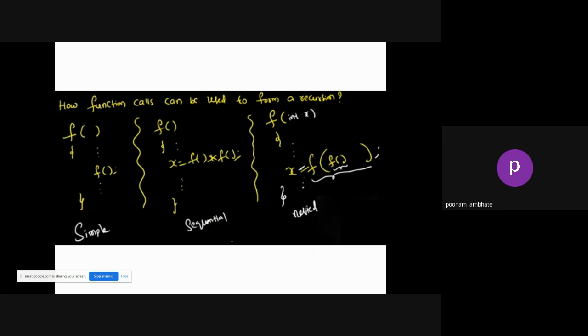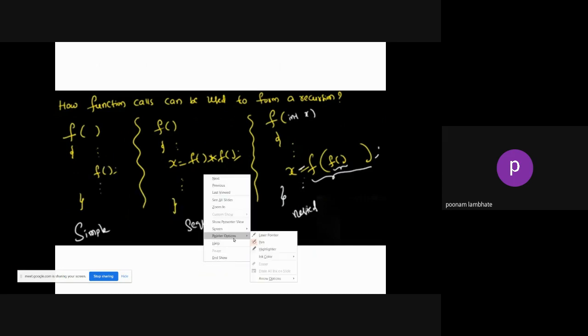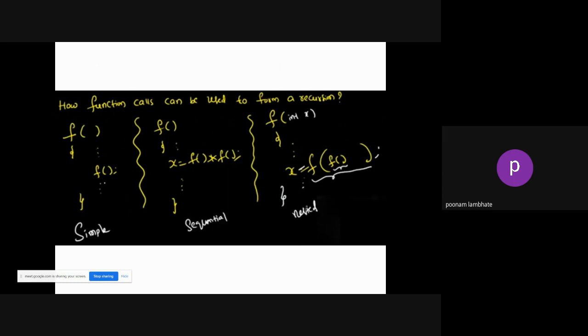Now there are different types of recursion such as simple, sequential and nested. What is simple recursion? When you're calling the function only once within itself. Here what you're doing, you're calling this function f within itself only once. It is simple recursion.